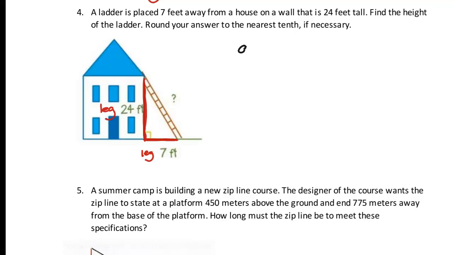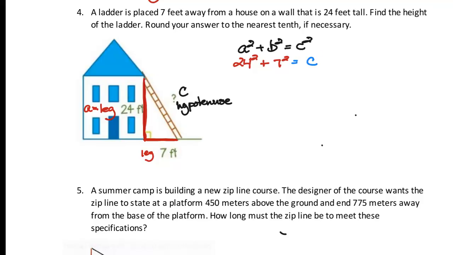Start with your formula. A squared plus B squared equals C squared. So which one of those variables am I looking to find? A, B, or C? C. C is the hypotenuse, across from the right angle, or it is the longest side. So I'm going to say A is 24. It doesn't really matter which one you make A and which one you make B. B is 7. 24 squared plus 7 squared equals C squared.